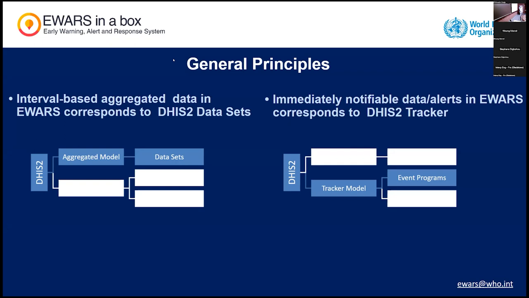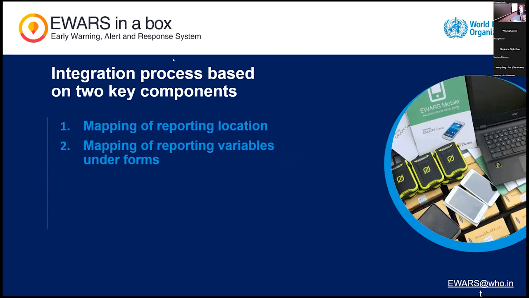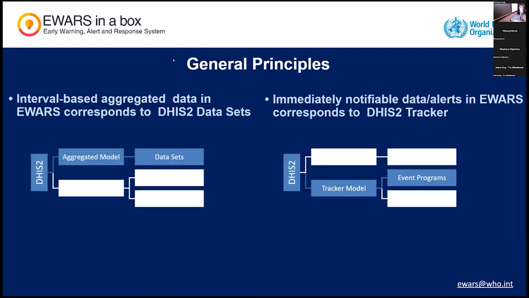So for the general principle, the data can go to DHIS2 aggregated model if it is interval-based, or it can go through the tracker model using event program or tracker program. So the user has the ability to configure all those elements himself to see where he wants the data to be. And the feature is integrated into the system.